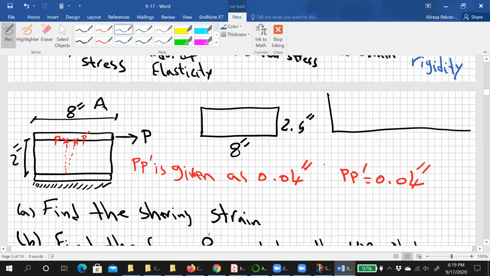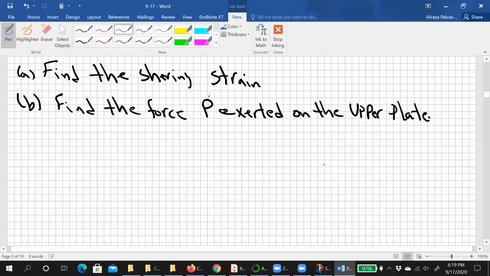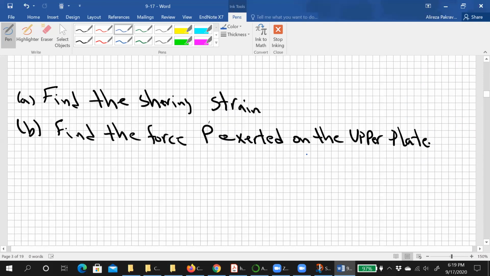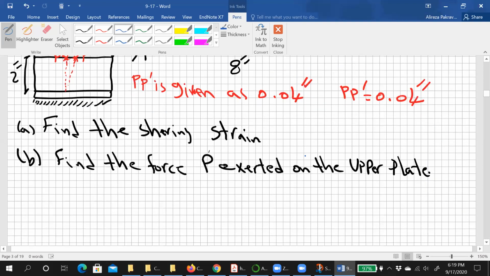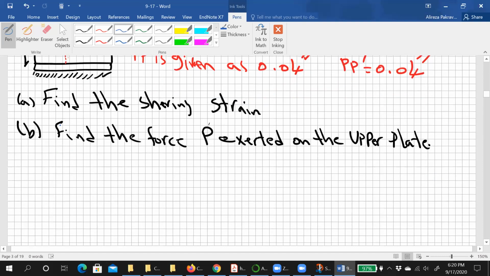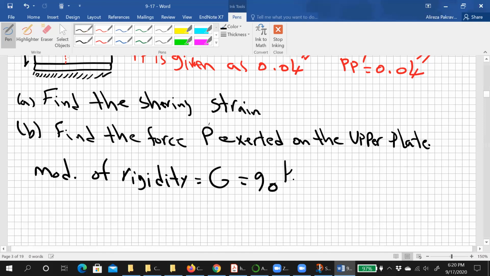So, okay, in this problem also, the modulus of rigidity or shear modulus, called G, is given. So the modulus of rigidity for this example, G, is equal to 90 KSI. Okay, this is the problem.